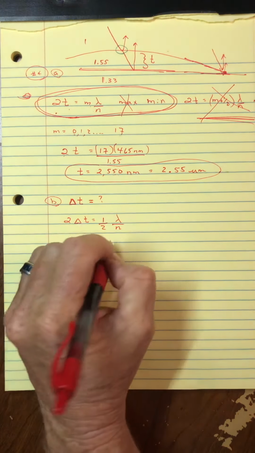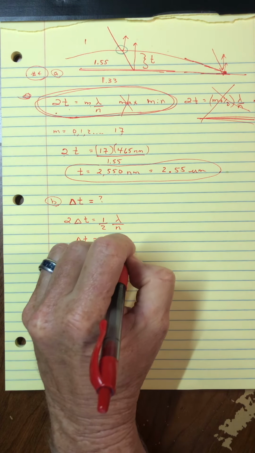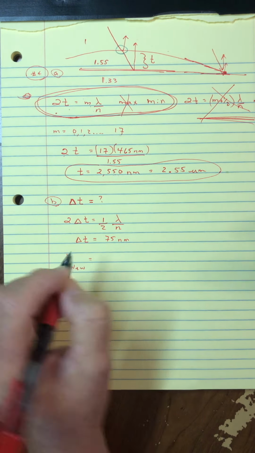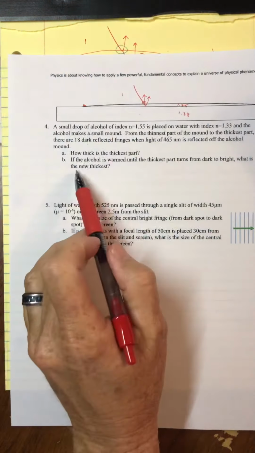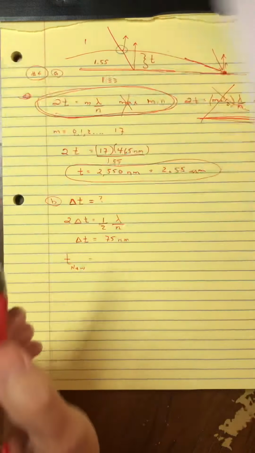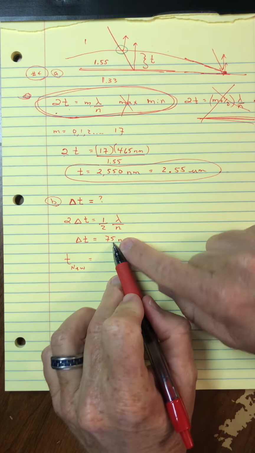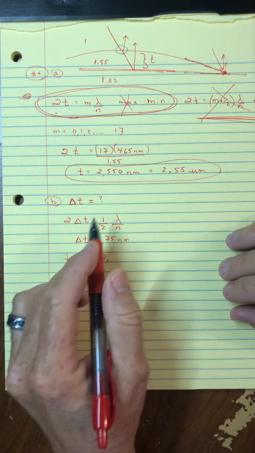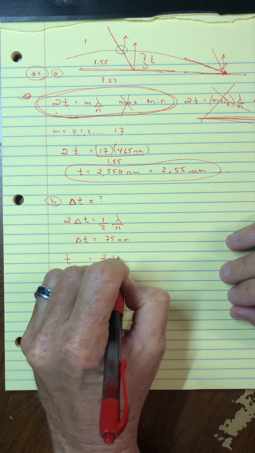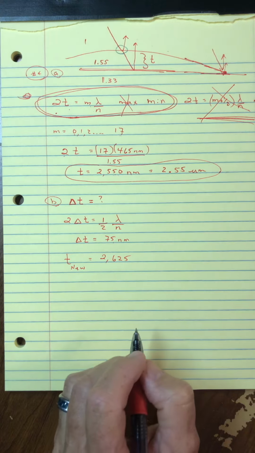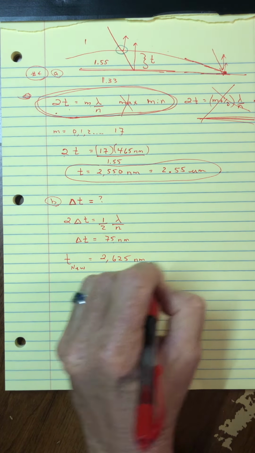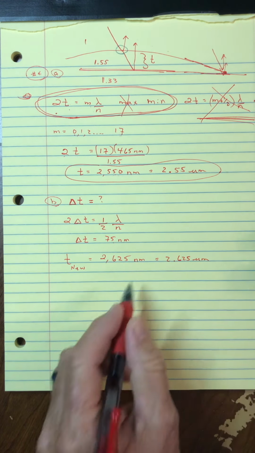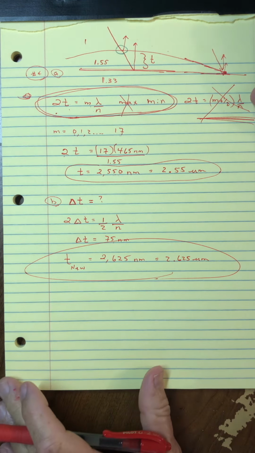So it comes out to be an extra 75 nanometers. So the new thickness, I think they asked for the new thickness, not how much it got thicker by, right? Yeah. What is the new thickness? I need to add the 75 to the 2,550. So that would put it up to 2,625 nanometers, or 2.625 micrometers. And that would be the new thickness.